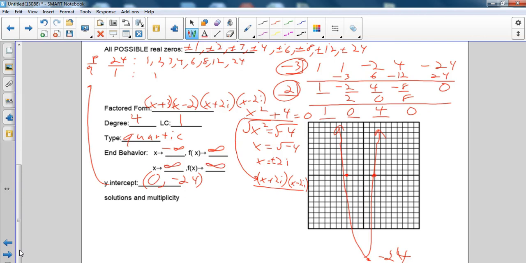And last but not least, the solution multiplicity. Well, -3, 2, 2i, and -2i. Well, -3, it goes through. That's the multiplicity of 1. Same for 2. It's going through, multiplicity 1. And there's no multiplicity for our imaginary numbers. And there you have it.